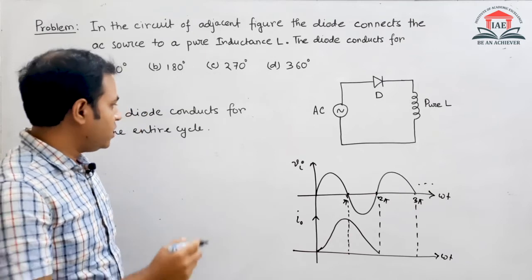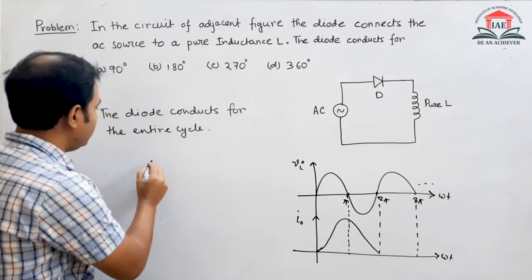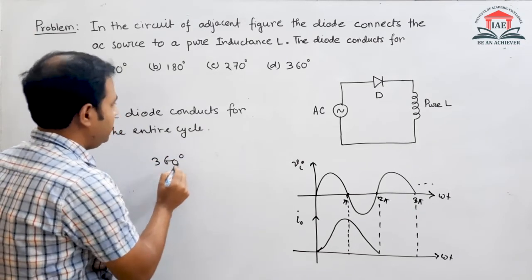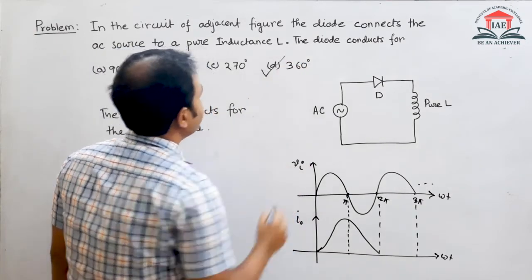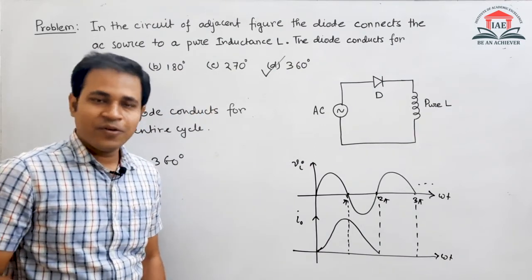So we see here that the diode conducts for the entire cycle. So the answer obviously will be 360 degree. So the right answer will be 360 degree. Hopefully you have enjoyed the concept, and thank you for watching the video.